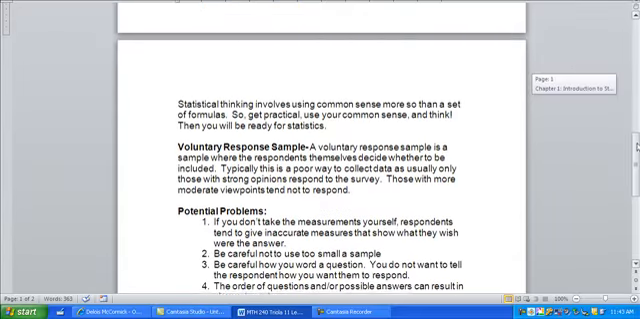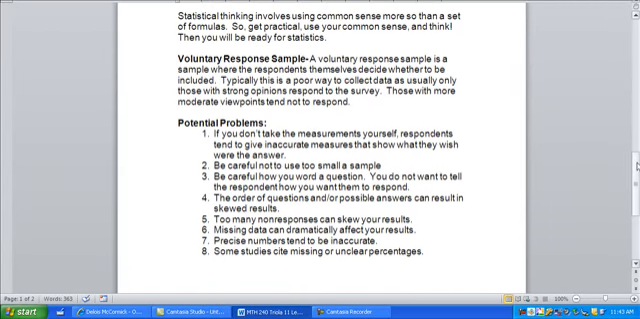Now, statistical thinking involves using common sense more than a set of formulas. So what we want to do is get practical. We want to think critically, use our common sense, and then we'll be ready for statistics. So we begin with a discussion of what is called a voluntary response sample. A voluntary response sample is a sample where the respondents themselves decide whether to be included. And typically this is a poor way to collect data.